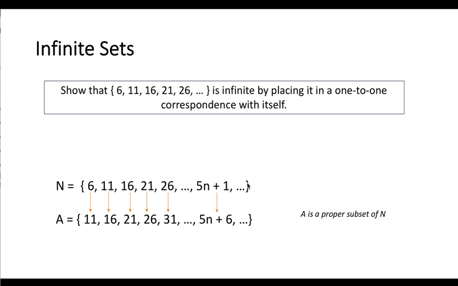So the general term established in the previous screen was 5n plus 1. If I plug in 1, I get 6. If I plug in 2, I get 11. If I plug in 3, I get 16. And down here, the general term is 5n plus 6. If I plug in 1, I get 5 plus 6, which is 11. If I plug in 2, 10 plus 6 is 16. If I plug in 3, 15 plus 6 is 21, etc. So there you go. We've proved that this set, 6, 11, 16, etc., is an infinite set.